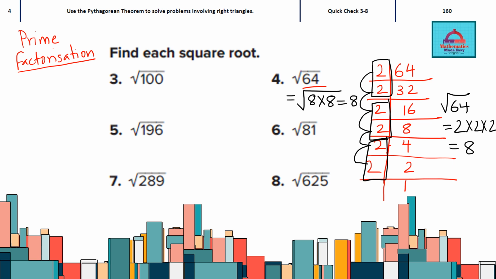In a similar way, you can solve the remaining questions, and this is going to come as 10 multiplied with 10. So 10 is the square root of 100. Similarly, 14 is the square root of 196. 17 is the square root of 289. 25 is the square root of 625, and 9 is the square root of 81. So these are your answers for the square root.